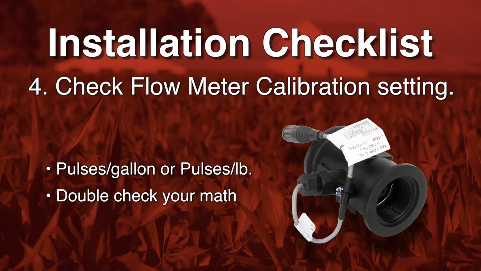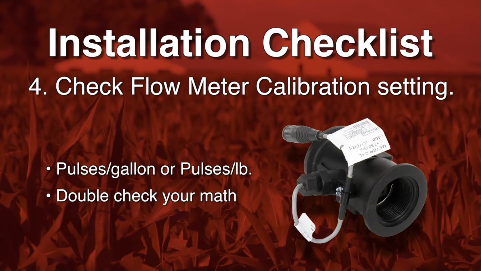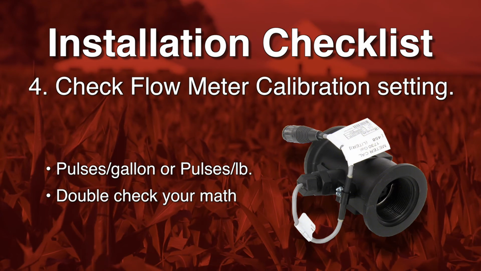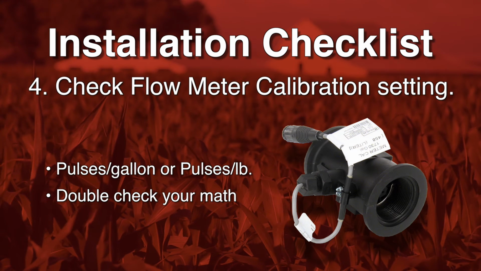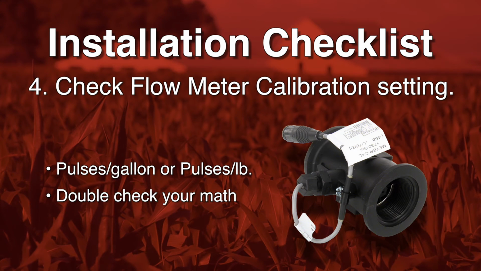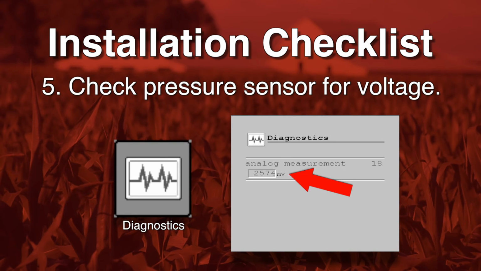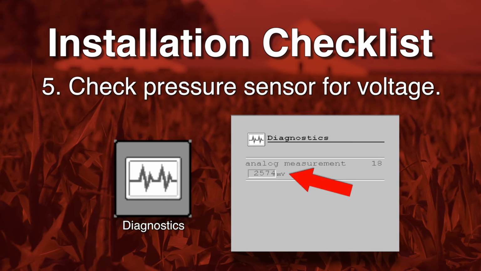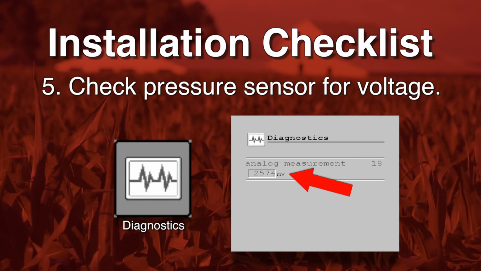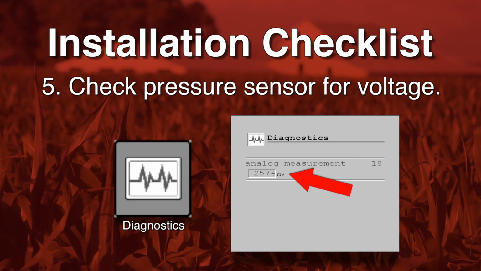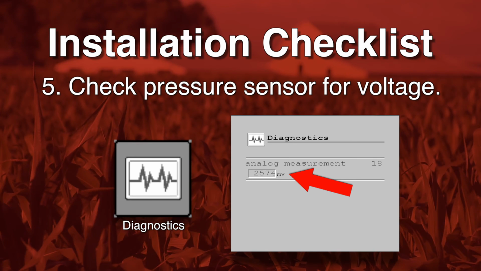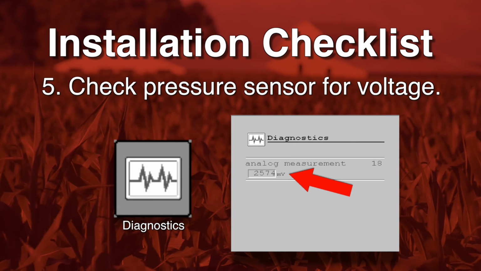Next, make sure you have the correct flow calibration number entered into the display. You must know if the flow meter tag's value is in pulses per gallon or pulses per pound. Double check your math from earlier in the setup process and confirm the correct number is entered into the display. Next, if a pressure sensor is installed, run a pressure sensor check in Diagnostics. Click on the Diagnostics icon, press the 3 dots icon 3 times until you see a screen with an analog measurement. Confirm that you are getting voltage from the pressure sensor.